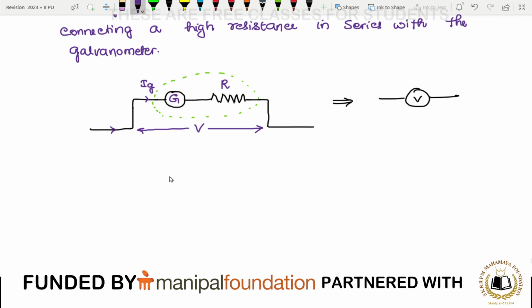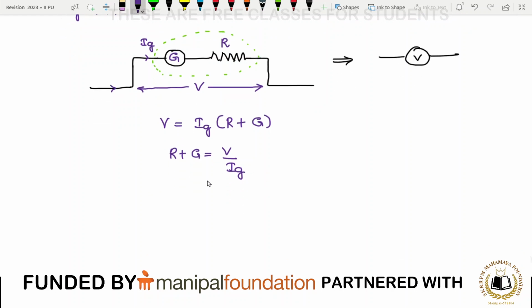So we'll write here now V is equal to what is this one? This voltage is Ig into R plus G. So R plus G is equal to V by Ig. So R equals, the formula, V by Ig minus G.